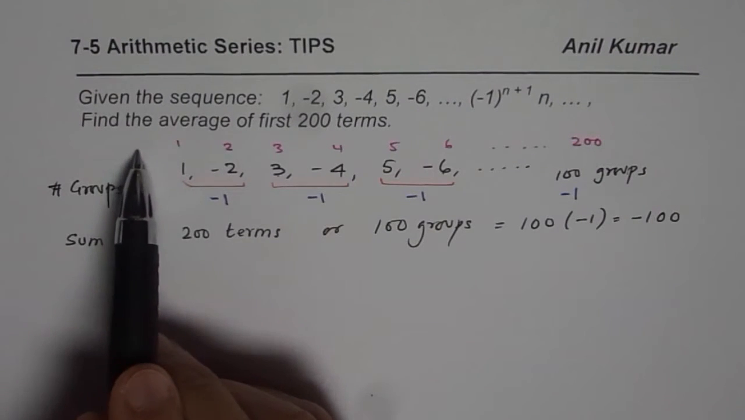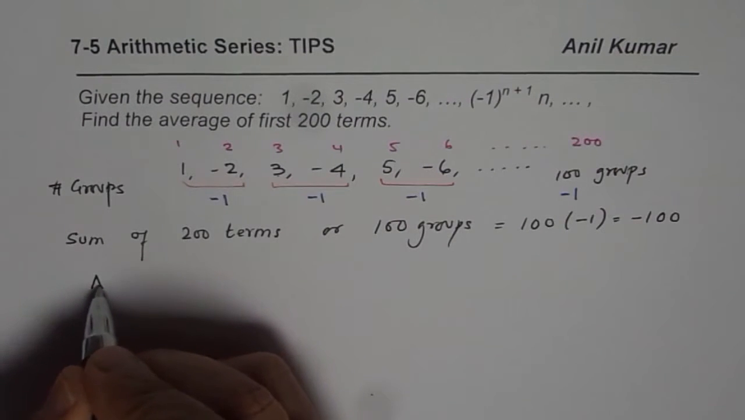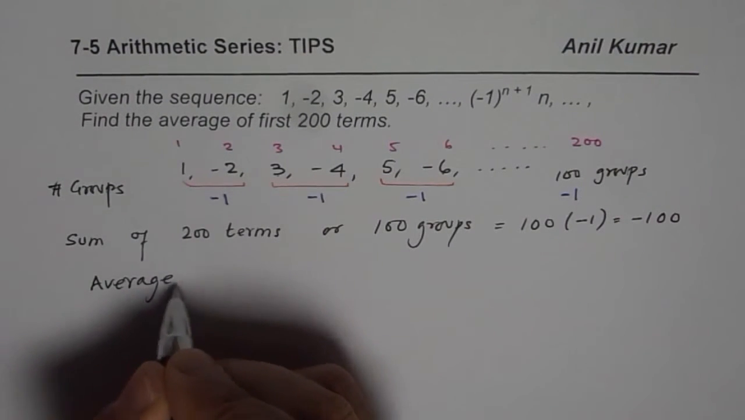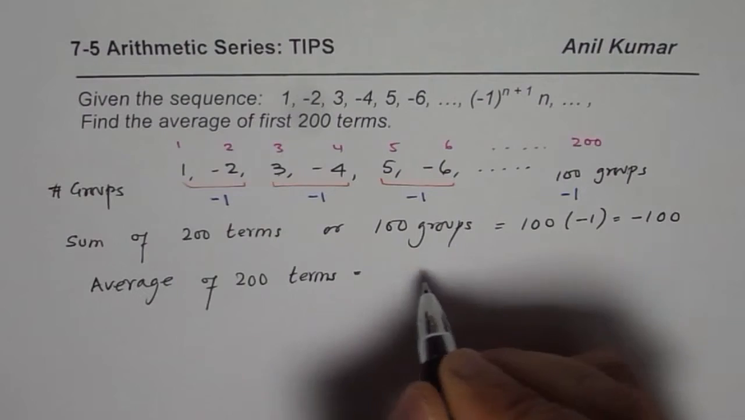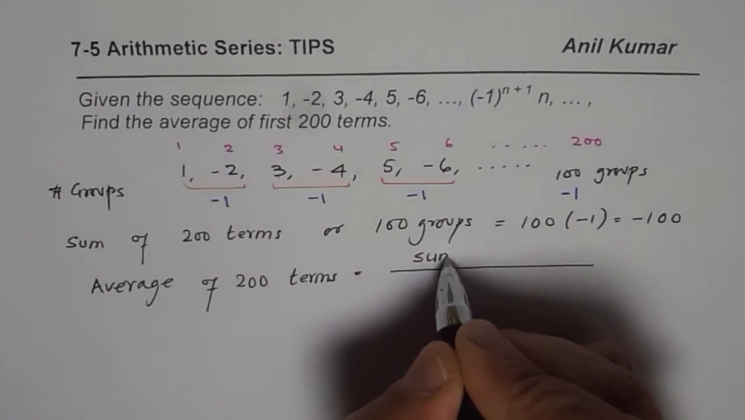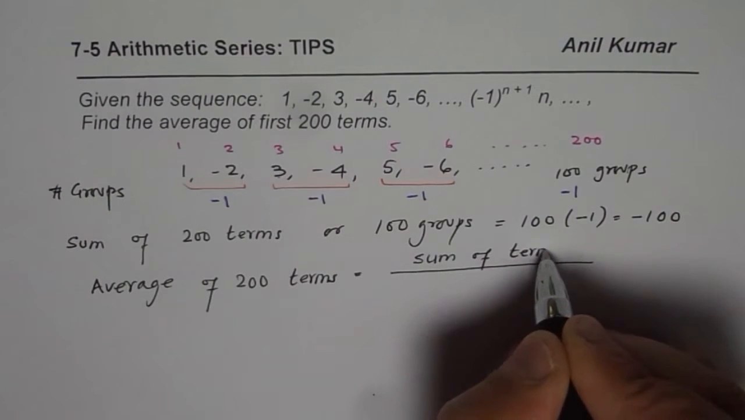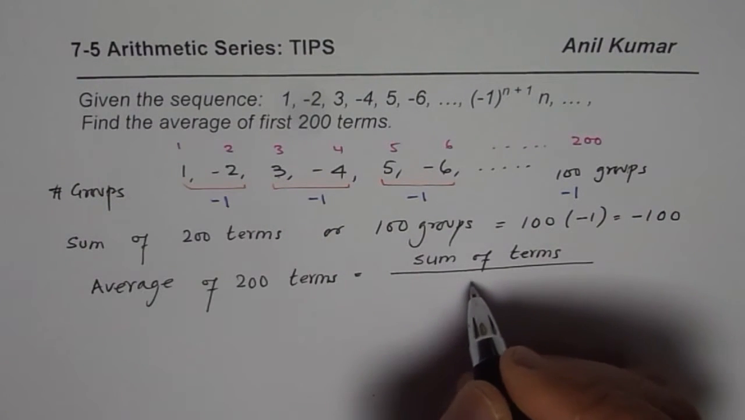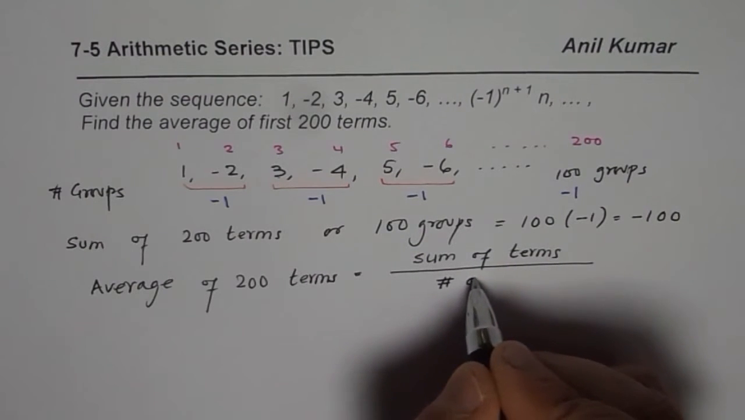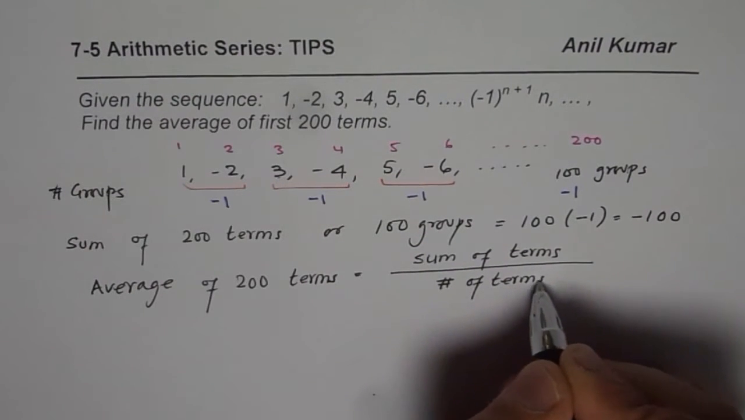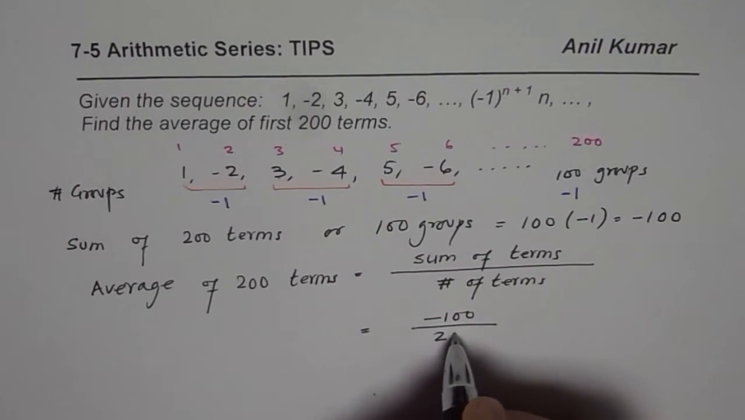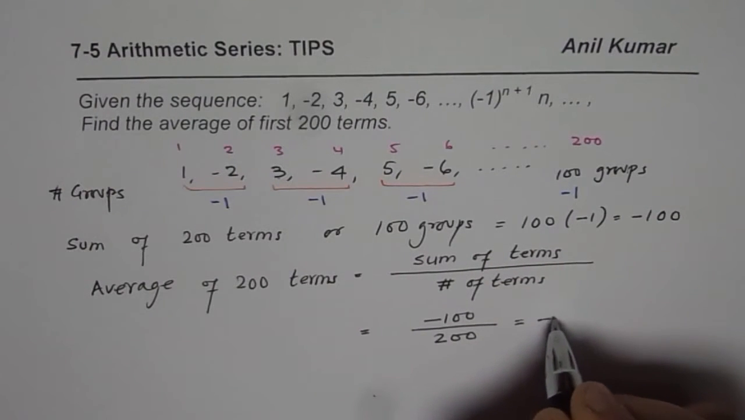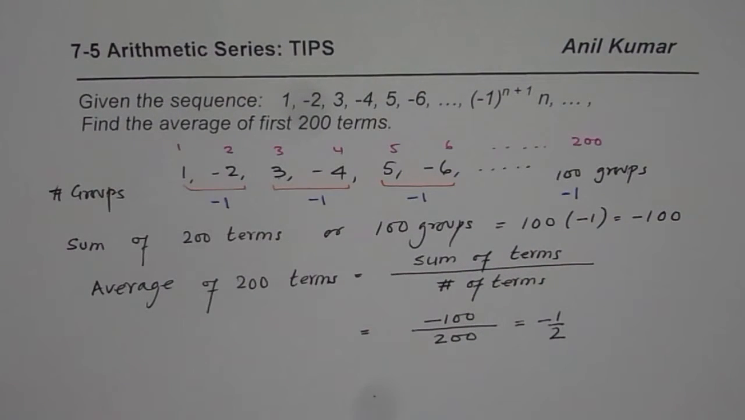The question is, find the average of the first 200 terms. So what is average? The average of 200 terms is how much? The average will be the sum of all 200 terms, divided by 200 itself, the number of terms. That is how you get the average, correct? Now in our case, the sum of terms is minus 100 and the total number of terms is 200, correct? So we get our answer as minus 1 over 2. So minus 1 over 2 is the answer for this particular question.